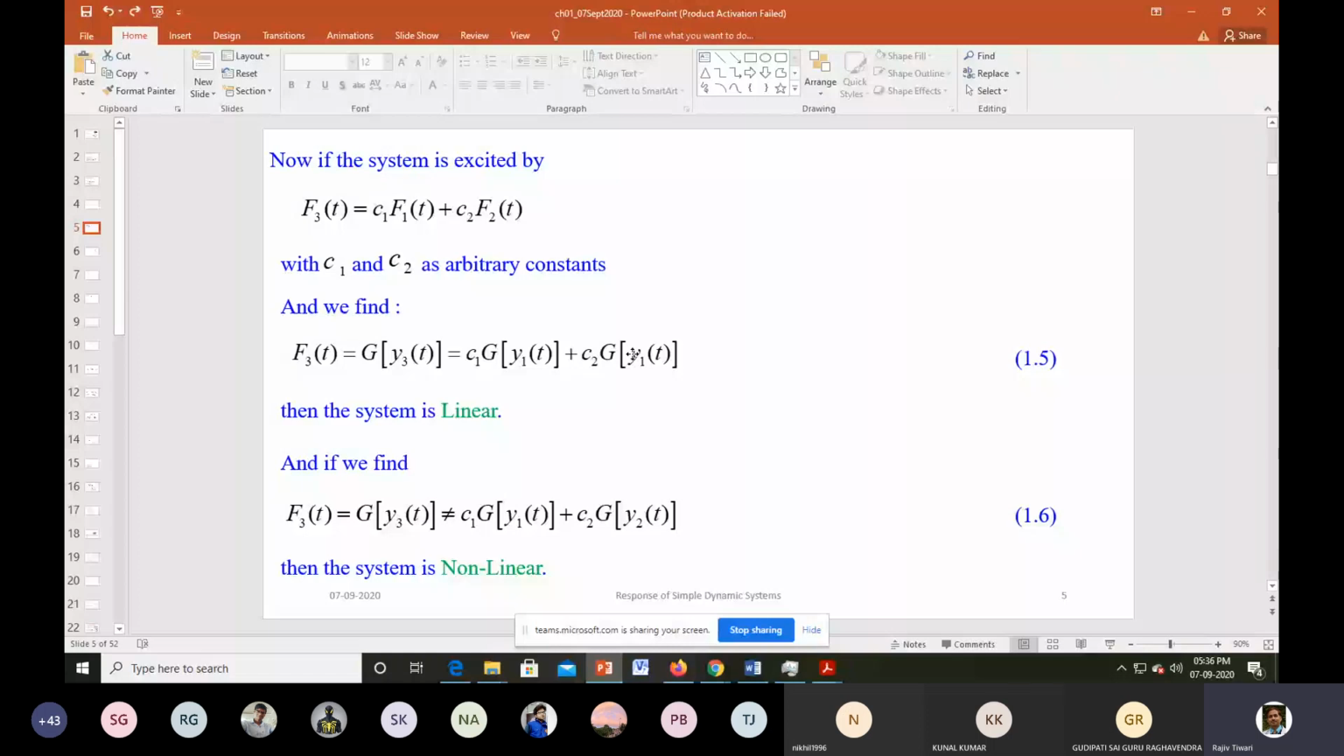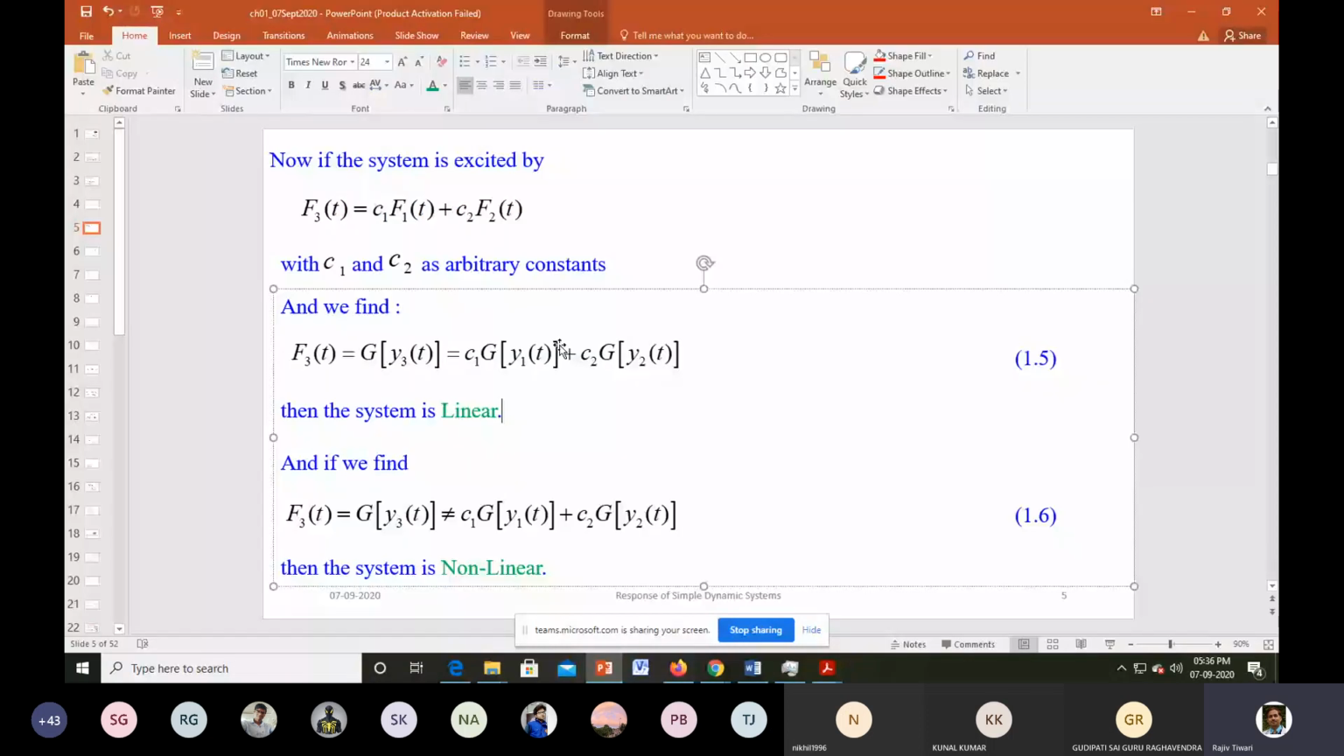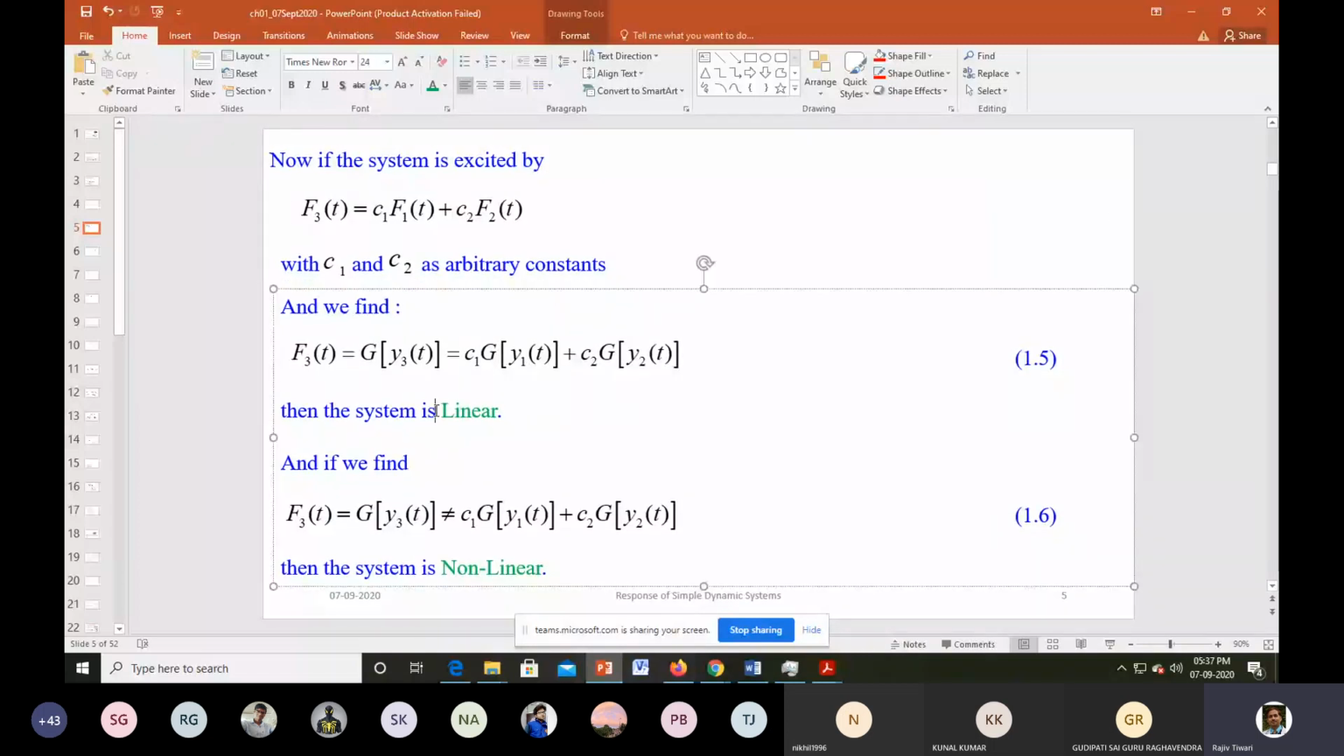Okay. So this is y2. You can see what is happening here: the first response and second response give us the third response directly by linear summation of them. Such a system is called a linear system.